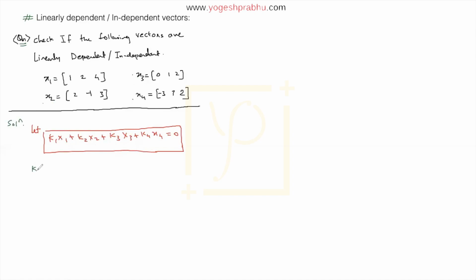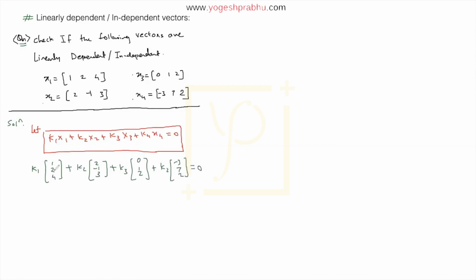So this will be k1, and x1 is (1, 2, 4). Then k2, and x2 is (2, minus 1, 3). Then k3, and x3 is (0, 1, 2), and k4, x4 is (minus 3, 7, 2), and that is equal to 0. Now let us multiply this whole thing.